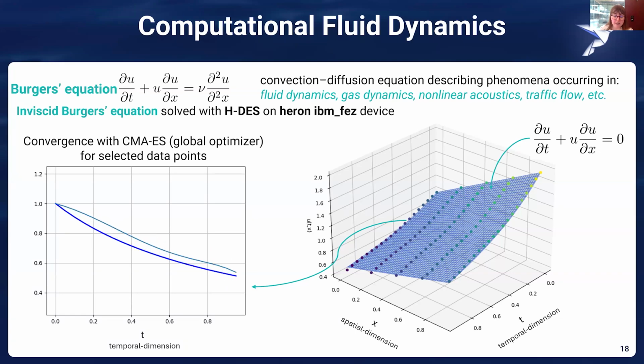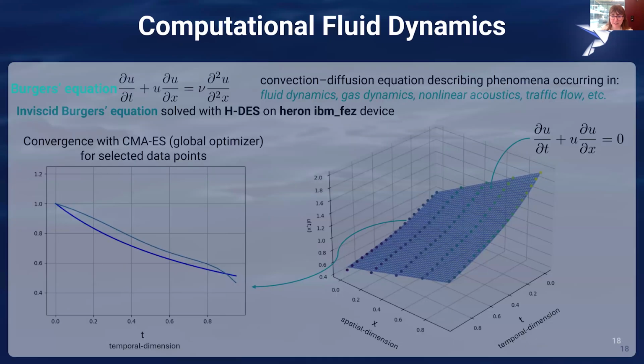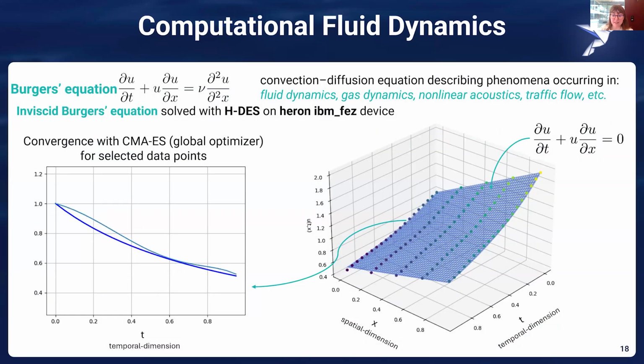And the solution function shown here on the right is the wave velocity as a function of x and t. And what you can see is that the result from HDES matches the analytical solution very well. So this is not my plot, but I think the plane here is the analytical solution, and the dotted lines are the results from the IBM quantum computer using HDES. So there's a very good match, and this was quite a significant result for us at the time. It was the first time that a simulation like this, a fluid dynamics simulation, was done with this kind of a general VQA solver on a quantum computer.